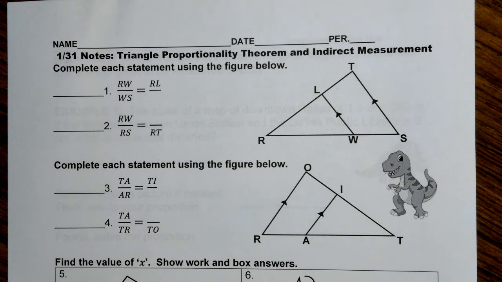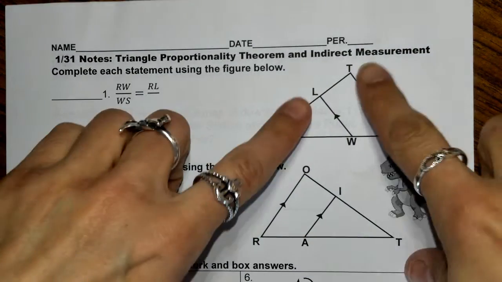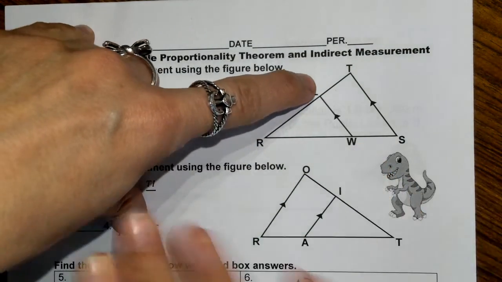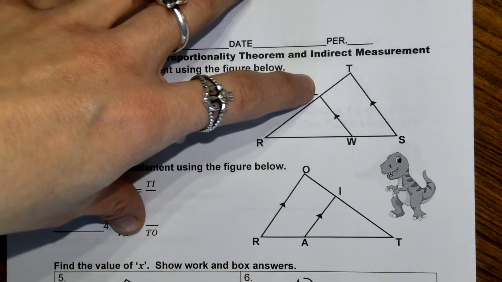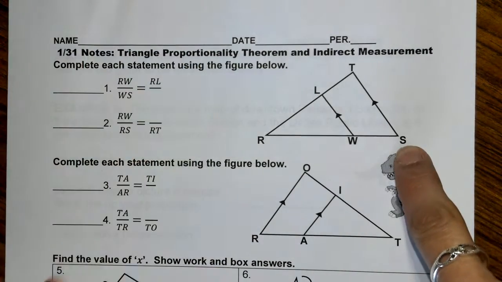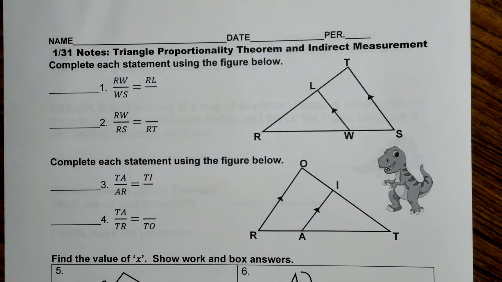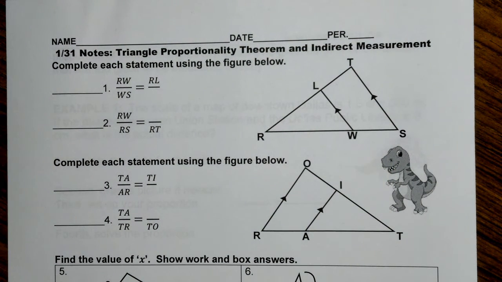What's happening though is you're going to have a segment that's drawn inside the triangle that's parallel to a side. So here's segment LW. We don't know, it's not halfway, it's not a midsegment, but we do know it's going to be parallel to side TS. So we're going to look at corresponding parts here.